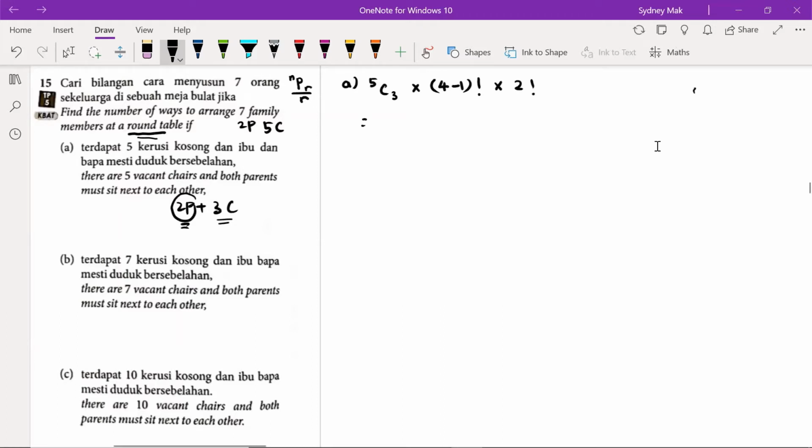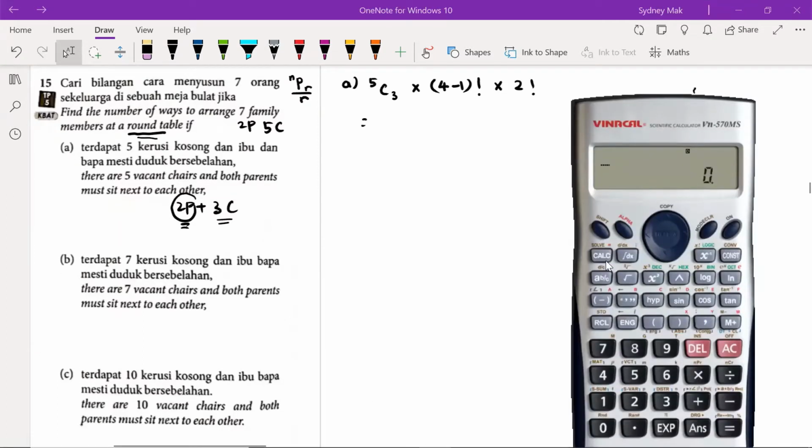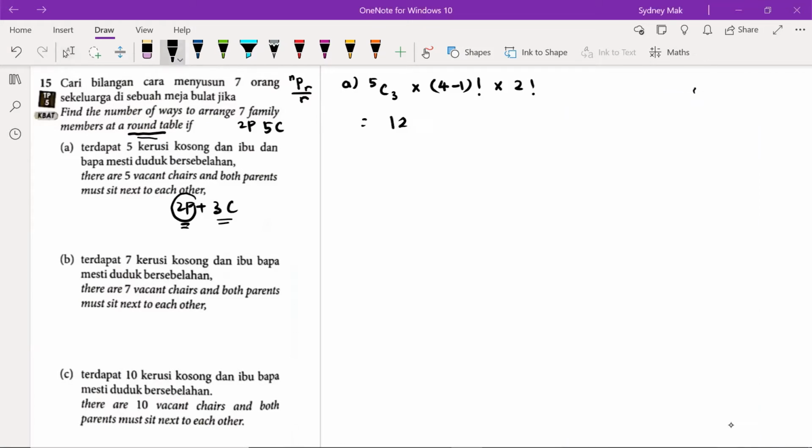So we have to multiply with 2 factorial. With this, let's use the calculator, 5C3, we choose 3 children out of the 5 children to permute with the parents. Because they sit in a circle, we have to take 4 minus 1 factorial, that is 3 factorial. And parents will sit together, their position will change, so they will permute among themselves, so times 2 factorial. So the answer is 120 ways.